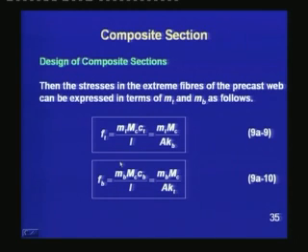Note that the stress in the precast web, Ft and Fb, has been defined in terms of the properties of the precast web only, which are A, kb and kt, provided we know the values of mt and mb. Thus, the purpose of defining small mt and small mb is to express the stress in the precast web in terms of the section properties of the web itself.